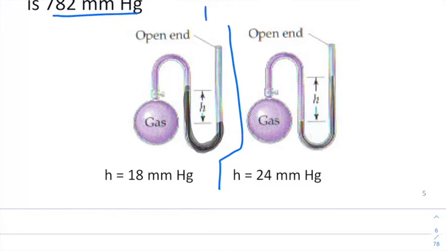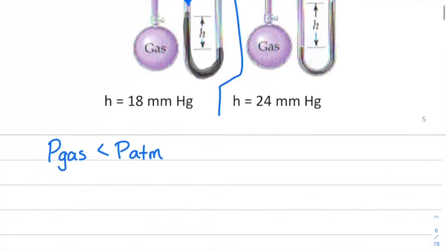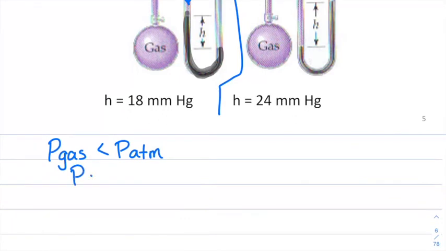All right, so we have the pressure of the atmosphere pushing down. We have the pressure of the gas pushing down. But what we see is the mercury is pushed towards the gas. So in other words, that gas is weaker than the atmosphere. It has less pressure. So I'm going to say the pressure of the gas in this case is less than the pressure of the atmosphere. So because of that, I'm going to say P gas equals P ATM minus H.